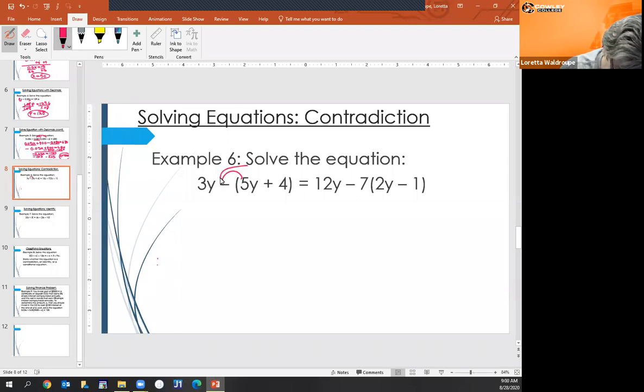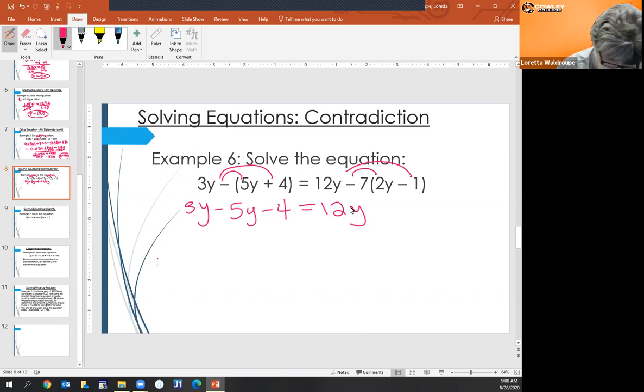Distributing my negative first. So I have 3y minus 5y minus 4. And over here, I'm distributing a negative 7. So remember, this was like an understood negative 1. Negative 1 times 5 and negative 1 times 4. Here I'm doing negative 7 times 2y and negative 7 times negative 1.